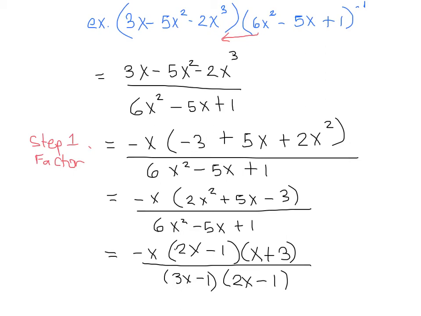All right, so at this point we can remove our common factors. And as you can see, there is a 2x minus 1 on top and a 2x minus 1 at the bottom. So we can cross those out, and we get negative x times x plus 3 over 3x minus 1. And we're done.